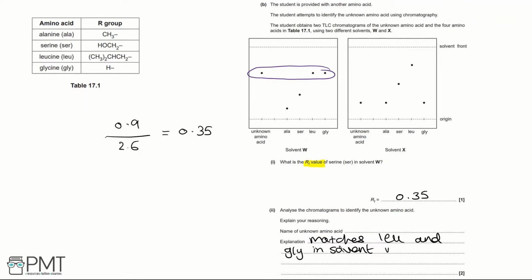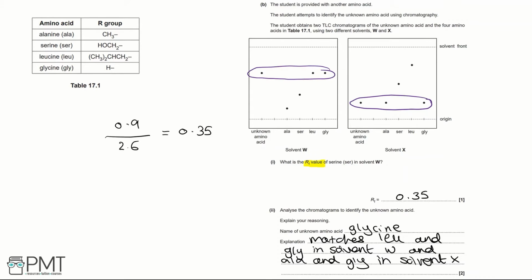Then we need to look at solvent X. Looking at solvent X, we can see that the chromatogram for the unknown amino acid matches that of alanine and glycine. So this is our second line of explanation, that it matches alanine and glycine in solvent X. So that means our unknown amino acid is glycine.